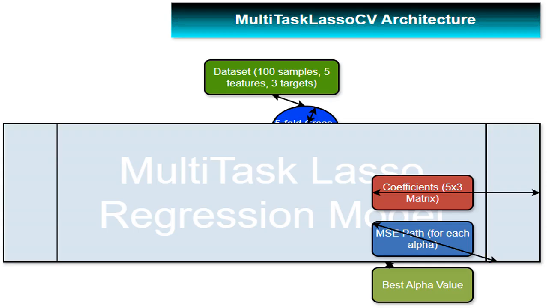The model will output a 5x3 matrix of coefficients. Each row corresponds to one of the 5 features, and each column corresponds to one of the 3 target variables. The values within the matrix represent the weights assigned to each feature for predicting each target variable. These coefficients essentially show the importance of each feature in predicting each target.